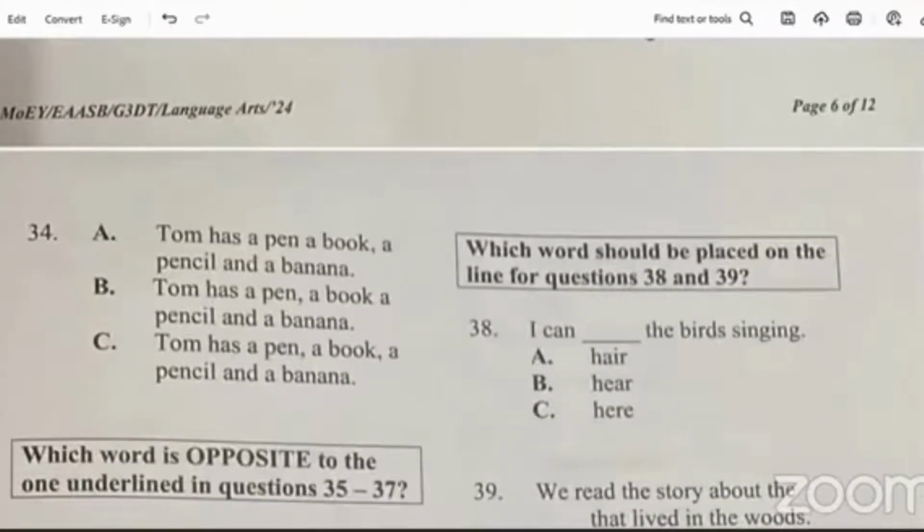Question 34. Tom has a pen, a book, a pencil, and a banana. Of course, we're just looking at the punctuation. We should have a comma to separate each. So where are the commas in the correct place? That would be C. Tom has a pen, comma, a book, comma, a pencil, and a banana. The commas are in the right place.